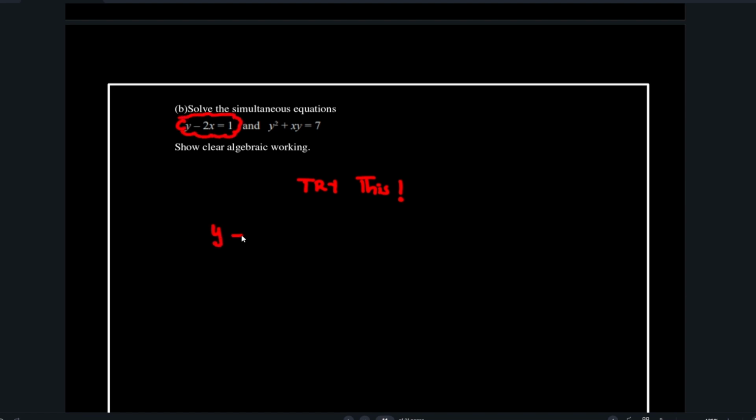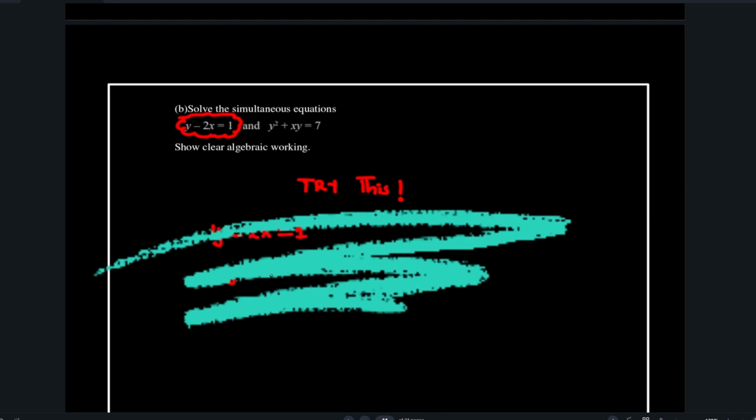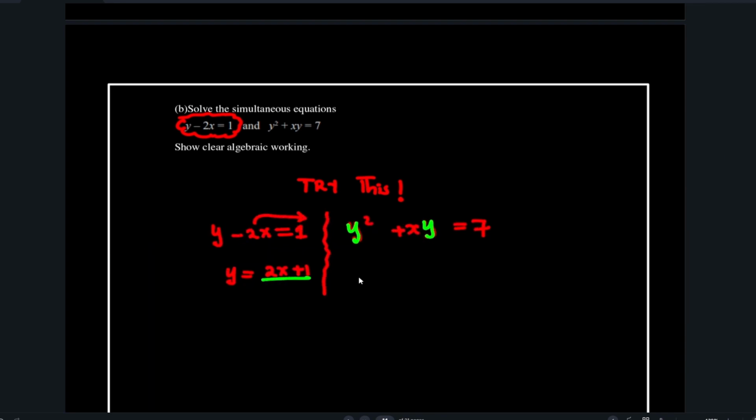Okay, so if you tried this question, you need to realize you are to start by rearranging that equation so that it's expressed as y equals to. Check if that's what you got. Okay, you have y minus 2x equals to 1. If you take it to the other side, you get y equals to 2x plus 1. Did you reach there?